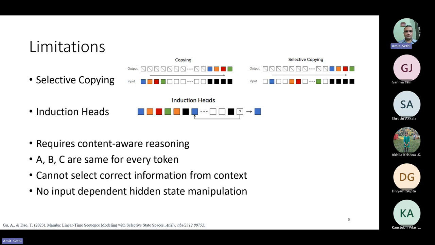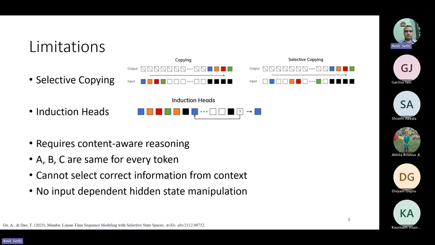And the second task is called induction head. Induction head is when the model wants to see what should be the next output to be predicted, and there is a kind of order in it. Like if you have a black token, the next should be a blue token. So it has to look back to learn that. This content aware reasoning they cannot do because A, B, and C are the same for every token. It cannot select the correct information, and it doesn't have the input dependent manipulation that transformers have. So that is what we are trying to put in it.